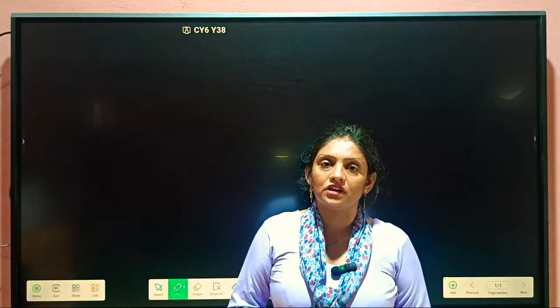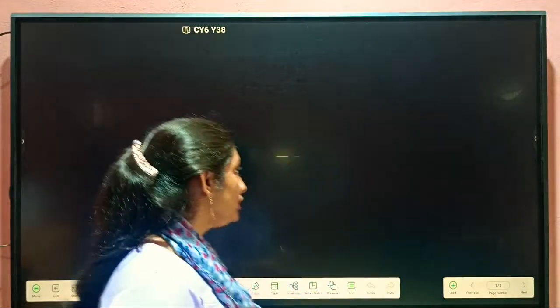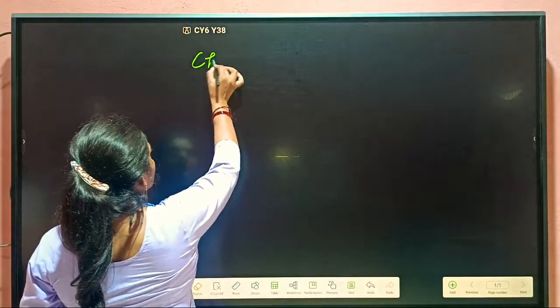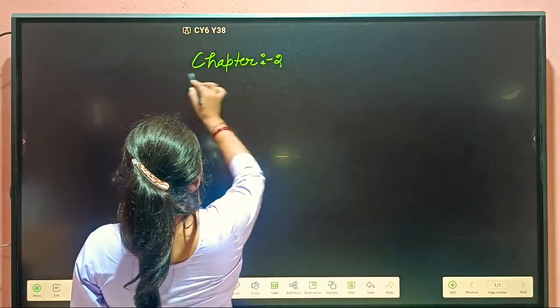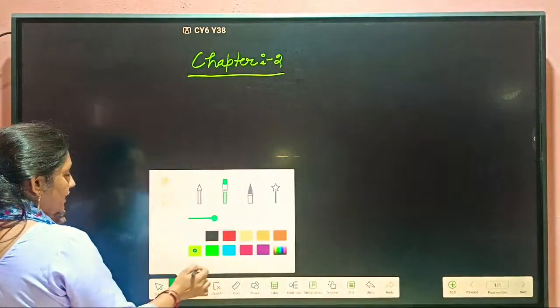Students, as you know, we have completed chapter 1, that is chemical reactions and equations. So today we will start chapter 2, that is acids, bases and salts. Okay, students, our chapter 2 is acids, bases and salts.